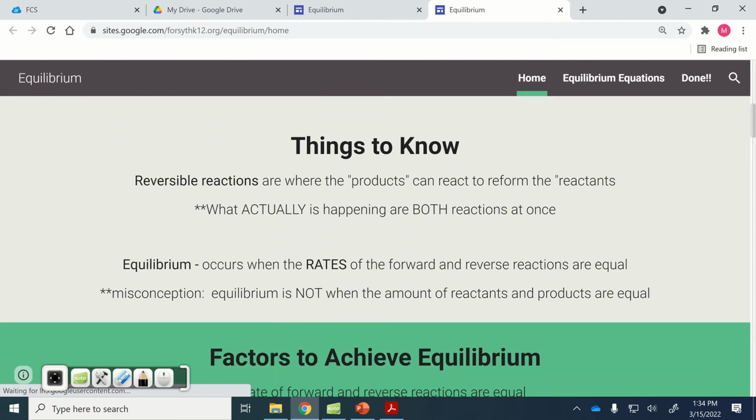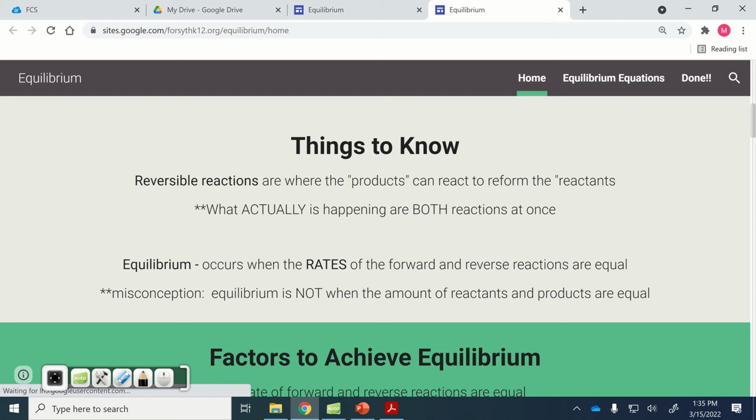There are reversible reactions, where the products can react to form the reactants. What's actually happening here is both reactions are occurring at the same time. There are reactants rearranging themselves to form products, while certain products are finding another one of the products and rearranging to form back into the reactants or decomposing back into the reactants. So both of these things occur at the same time.